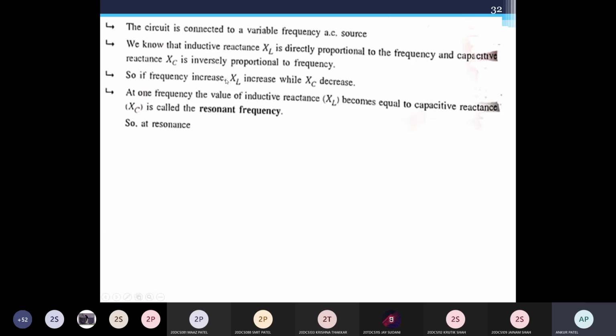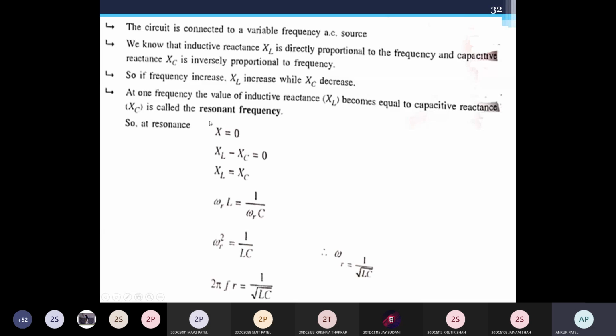So if frequency increases, XL increases while XC decreases. By changing the frequency, at one frequency the value of inductive reactance becomes equal to the capacitive reactance. So that is called the resonant frequency. In terms of increment or decrement of frequency, either XL or XC increases or decreases accordingly. So at a particular value of frequency, we'll get both equal. That is called the resonant frequency.